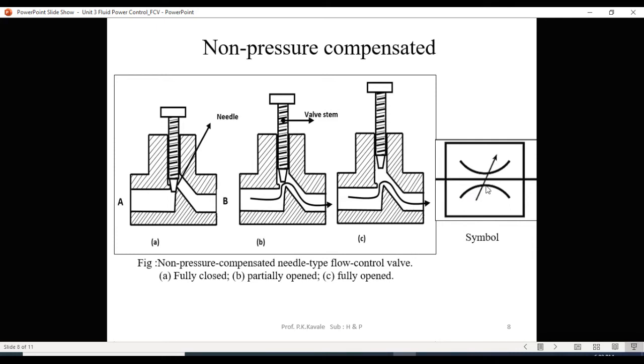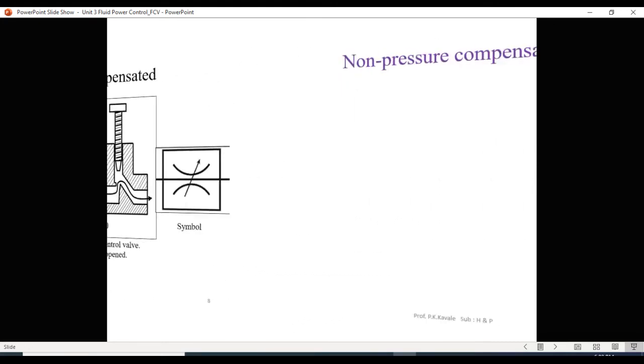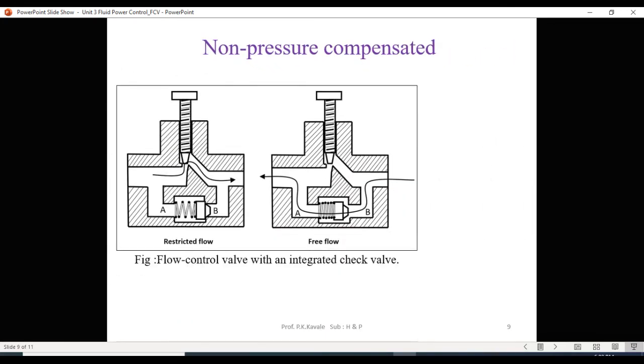Non-pressure compensated is simple, but here it is restricted by one directional flow through an NRV, non-return valve. In this, the flow is allowed from the left hand side to the right hand side, but the NRV does not allow the flow the other way. But if the flow comes in return, if the flow control valve is closed, then that time this NRV will be allowed.